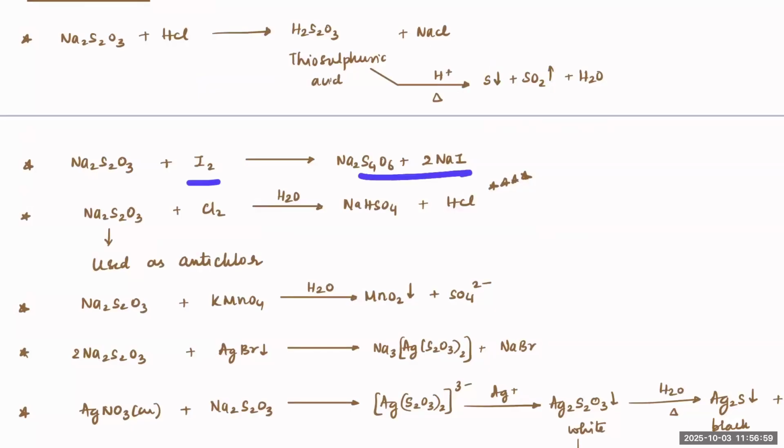With iodine, it will become this one, which is iodometric titration. Now notice, when you directly react it with chlorine, Cl2, with moisture, it will convert into NaHSO4. Basically, chlorine is oxidizing it so much that all the sulfur will convert into bisulfate, and it gives HCl. So this is called anti-chlor. That means thiosulfate is used as a reagent to remove any chlorine adsorption or any chlorine which is stuck in any reactions. Got it? That's why it is called anti-chlor.